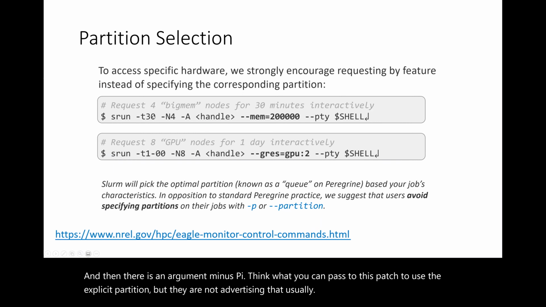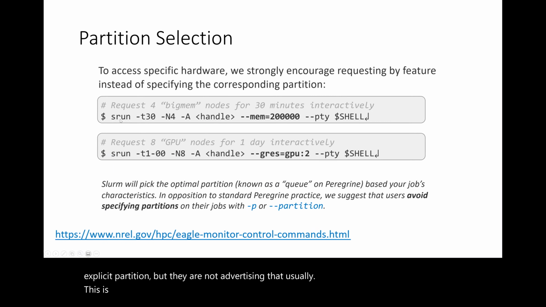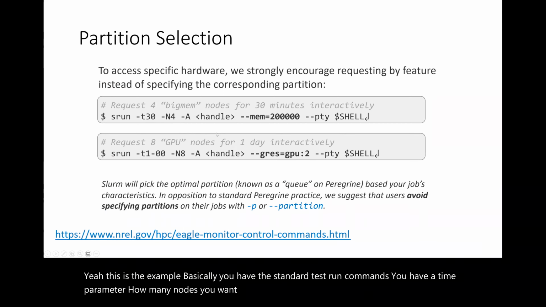Yeah, this is the example. Basically, you have the standard srun command, you have a time parameter, and how many nodes you want, 4 nodes, with that capacity of memory. So this is how you request it.